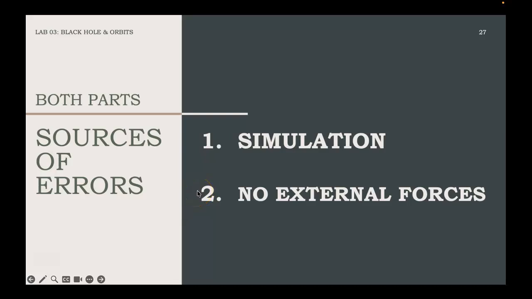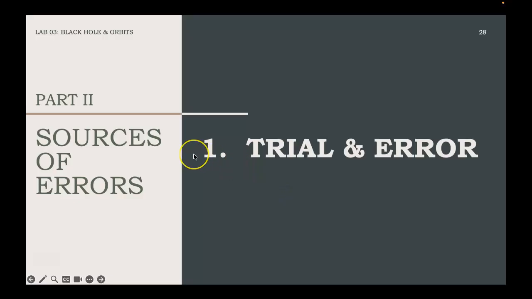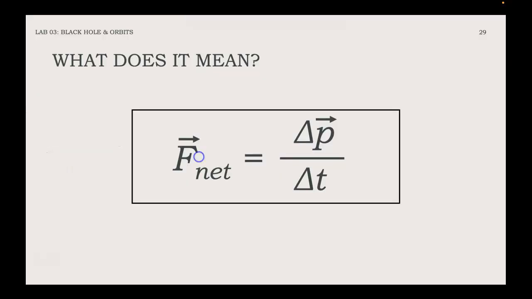So for sources of error, for both parts, we just assume that the simulation is not 100% representative of reality just because it is a computer. And we also want to remember that we assume that there are no external forces, so that could be a source of error in terms of assuming that. For Part 2 specifically, trial and error is what we used to find the initial velocities, which is inherently not accurate due to the fact that we're just plugging in numbers.